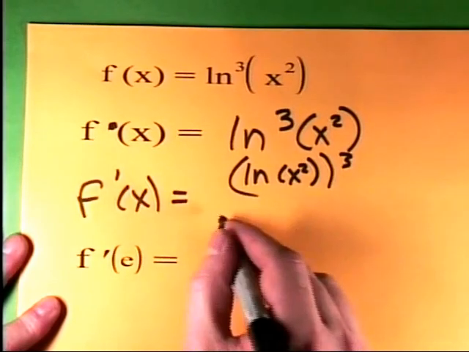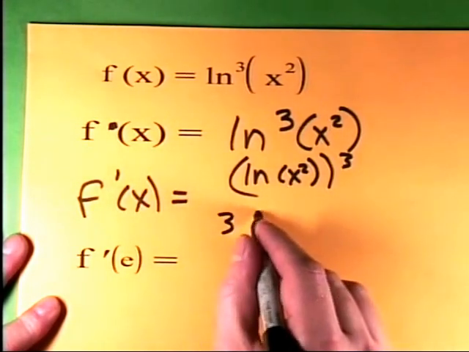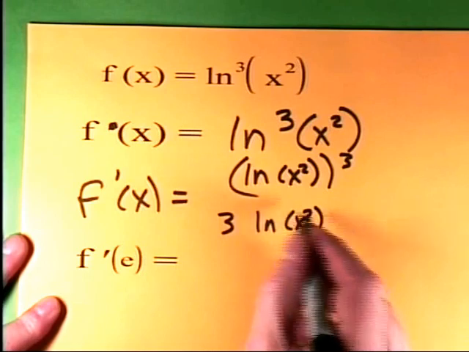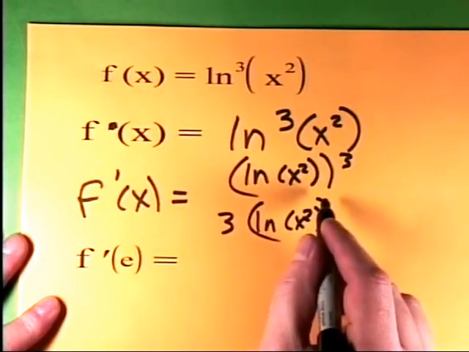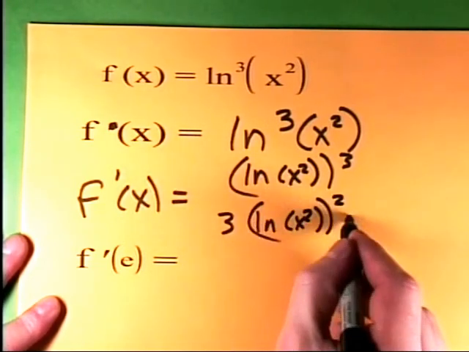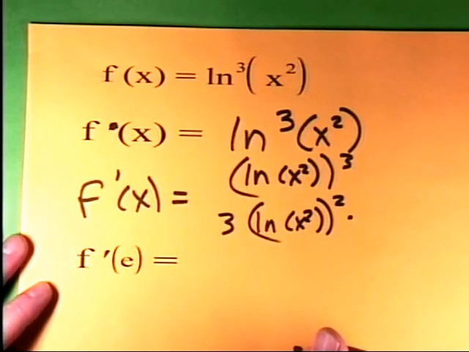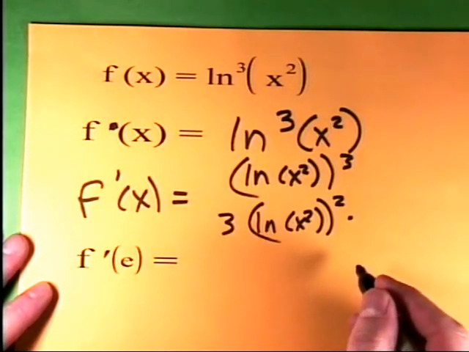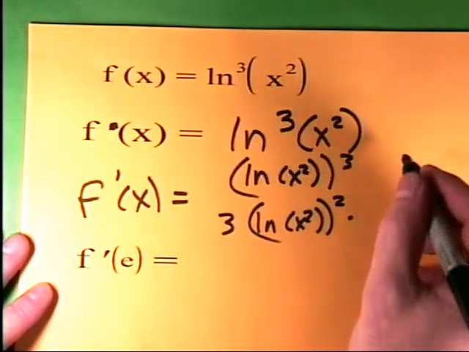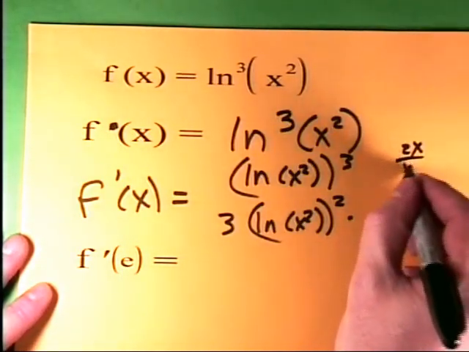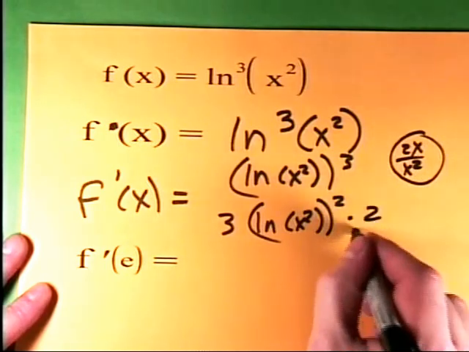Bring down the 3. Bring it down. And then u prime over u, and so it's natural log of x squared, squared, times the derivative of what's inside. The 2x over x squared, right, which simplifies to what? What does that simplify to? 2 over x. 2 over x, okay.